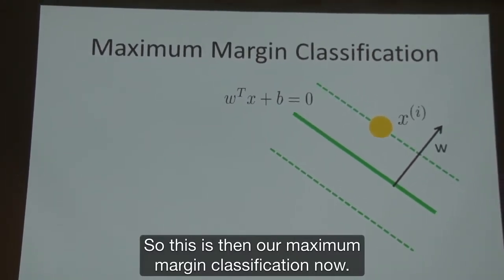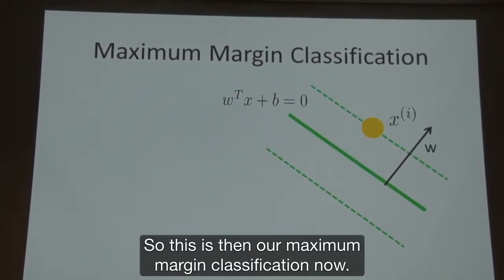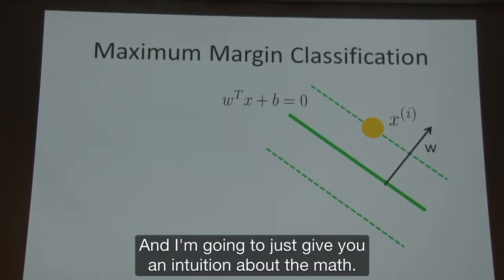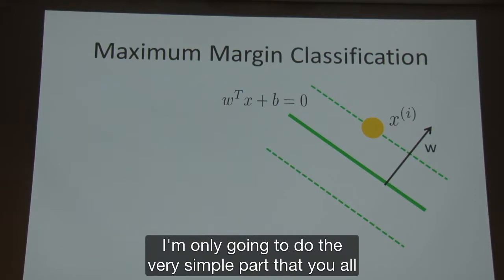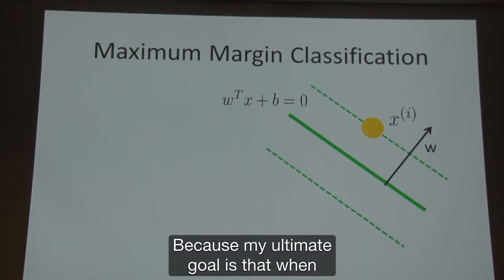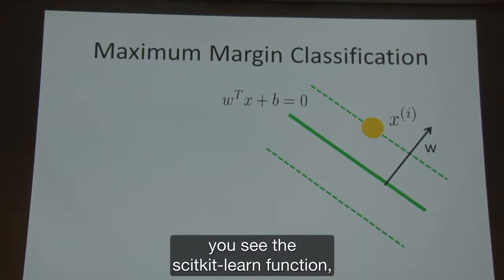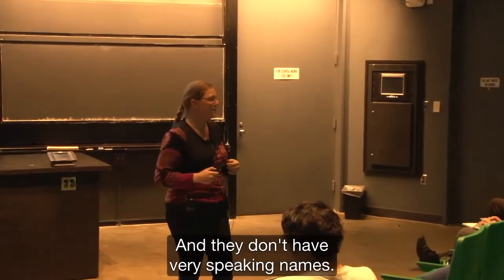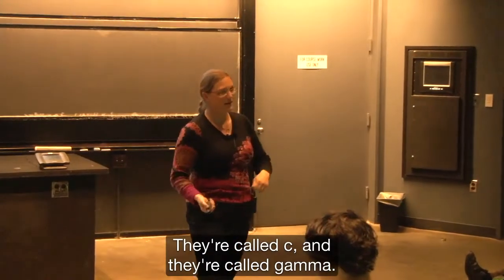So this is our maximum margin classification now. We have our separating hyperplane, and I'm going to give you an intuition about the math. I'm only going to do the very simple part that you all should be able to understand. My ultimate goal is that when you see the scikit-learn function, you're going to see that there are parameters in there, and they don't have very speaking names. They're called C and they're called gamma.